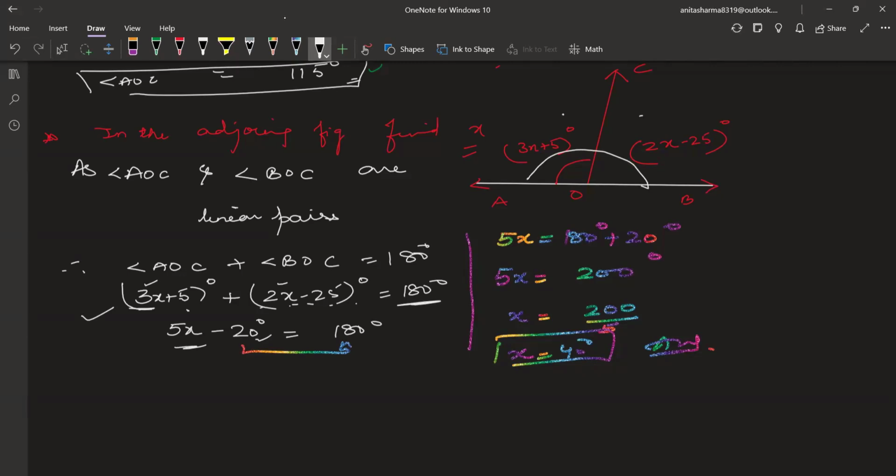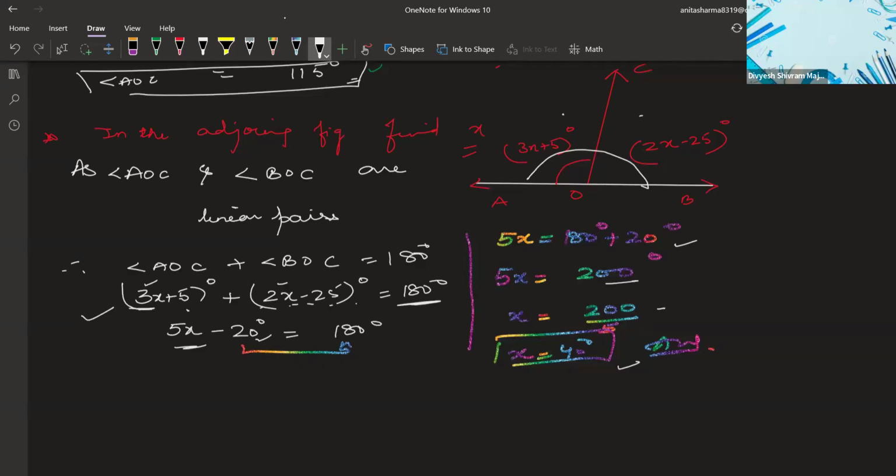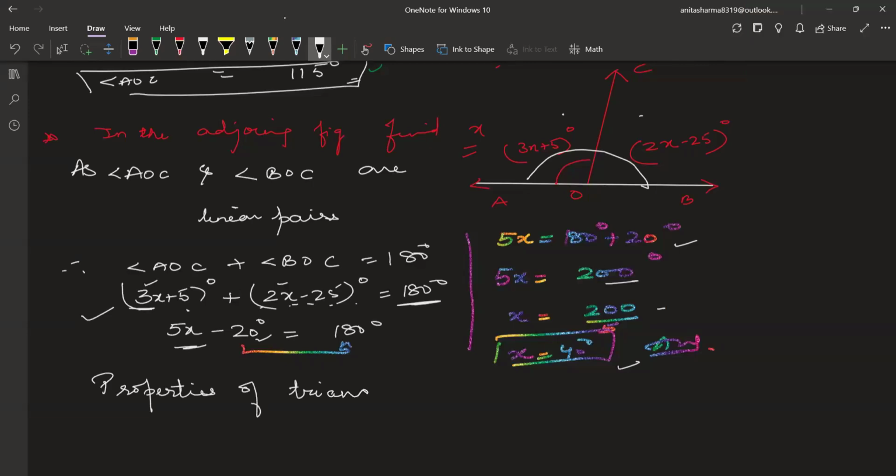Clear, beta? Now we are transposing this to the right hand side. So 5x is equal to 200, and the value of x is equal to 200 divided by 5. So the value of x will be 40 degrees. Clear, beta? Yes, ma'am. Okay. Done, ma'am. Okay.